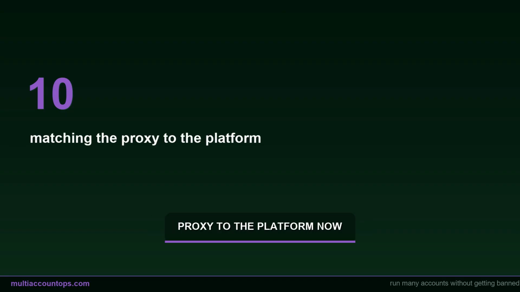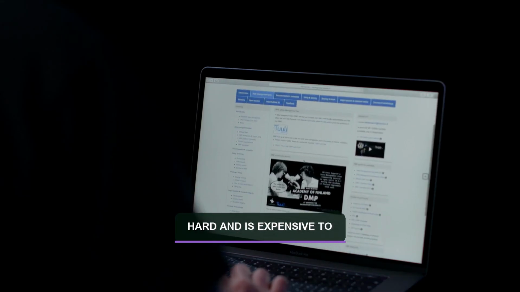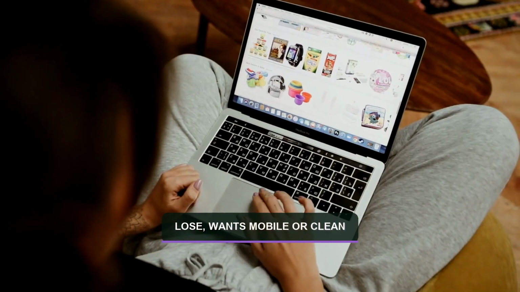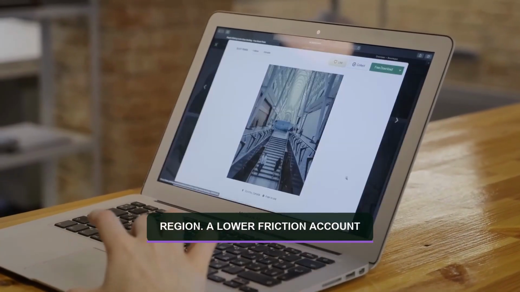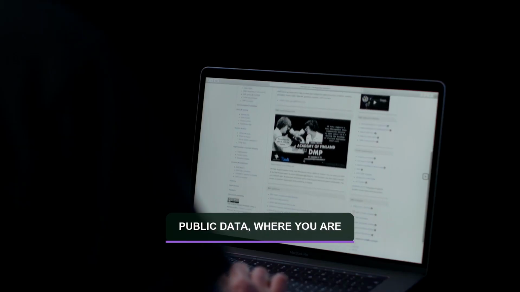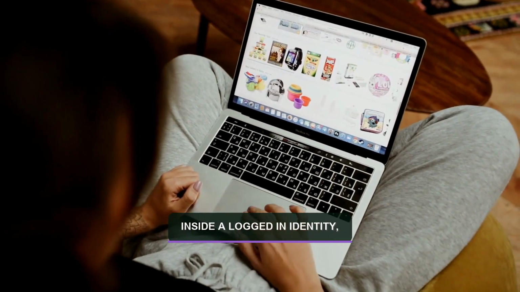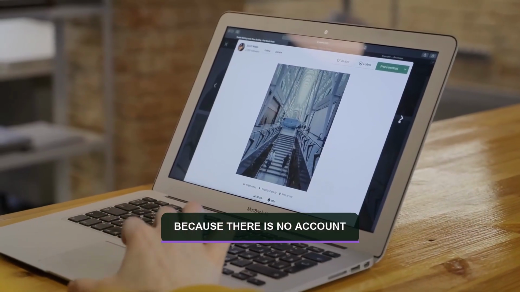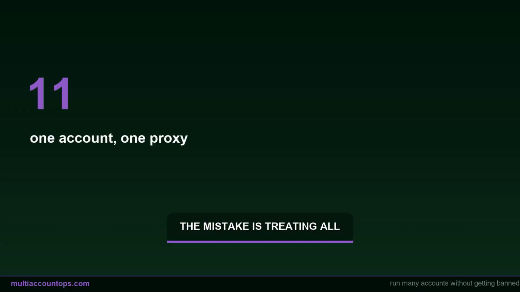Matching the proxy to the platform. Now the actual decision. A high-friction social or marketplace account, the kind that gets scrutinized hard and is expensive to lose, wants mobile or clean residential, dedicated, matched to its region. A lower-friction account might survive on good residential. And scraping genuinely public data, where you are reading pages rather than living inside a logged-in identity, is often fine on data center because there is no account trust to protect, only speed and volume to manage. The mistake is treating all four of those jobs as the same purchase.